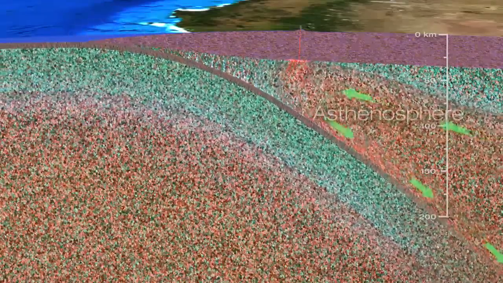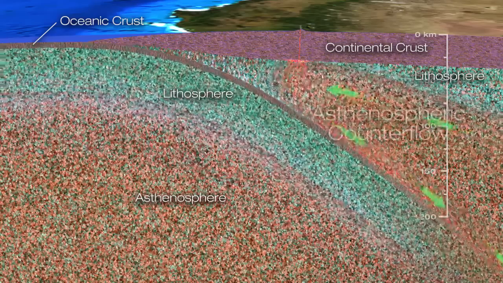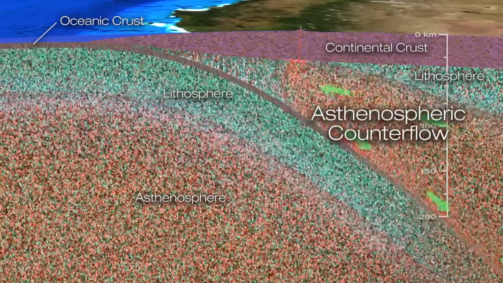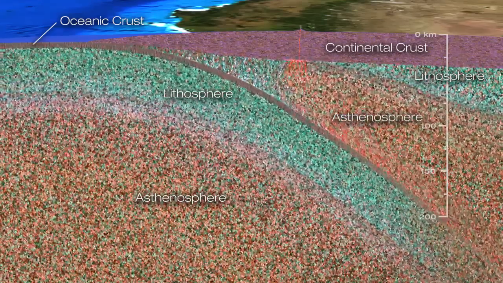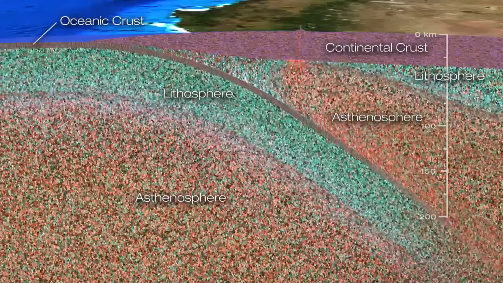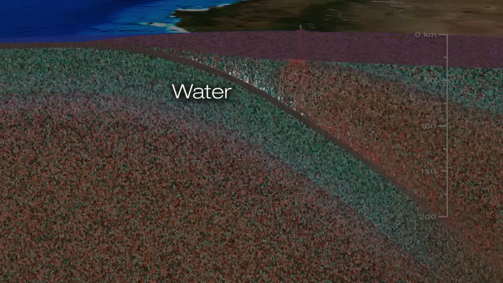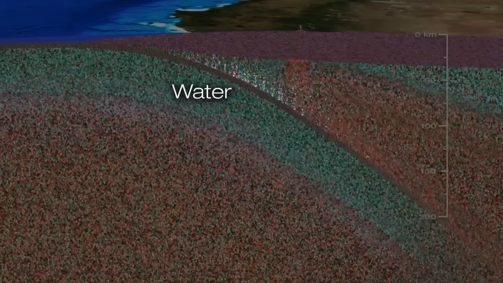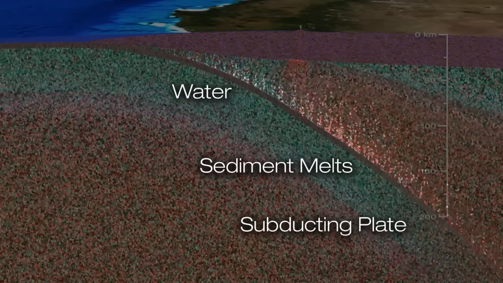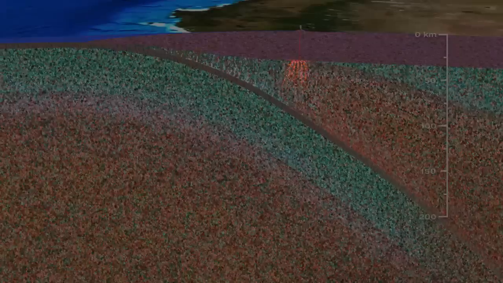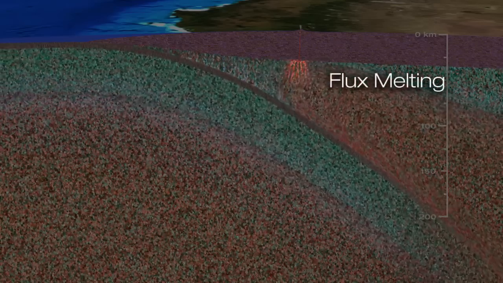As the plate sinks deeper, it drags the overriding asthenosphere down with it, inducing asthenospheric counterflow that draws in more asthenosphere. At the same time, the sediments and hydrated crust of the downgoing plate are increasingly squeezed and heated as the plate descends, releasing the water acquired over millions of years on the seafloor. The released water and sediment melts rise from the subducting plate into the overlying asthenosphere and cause it to partially melt. This type of partial melting, induced by fluid, is called flux melting.